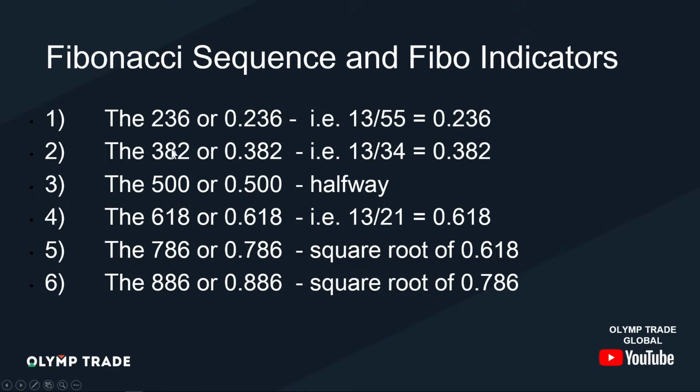The 38.2% Fibonacci level is 13 divided by 34, which forms the 0.382. Once again, like I mentioned, the 50% is the halfway mark. 61.8%, a very important number, is 13 divided by 21, which is 0.618. And then we have 78.6, which is the square root of 0.618. And then 88.6 is the square root of 0.786.